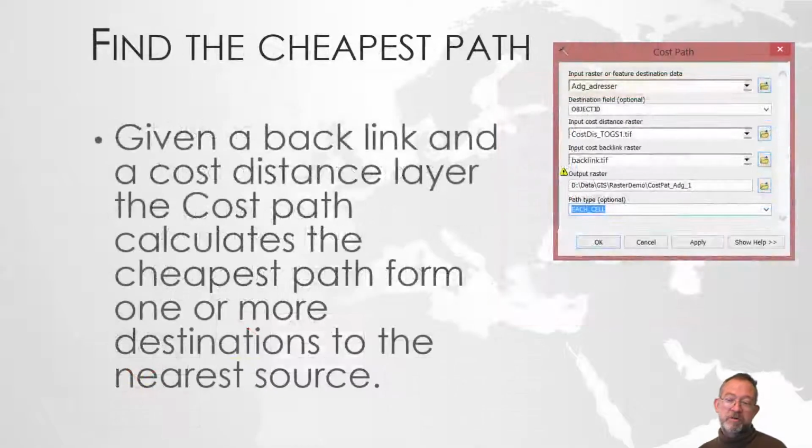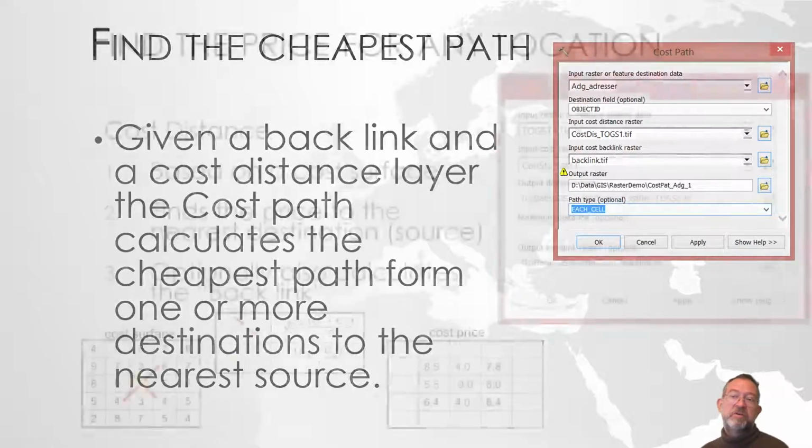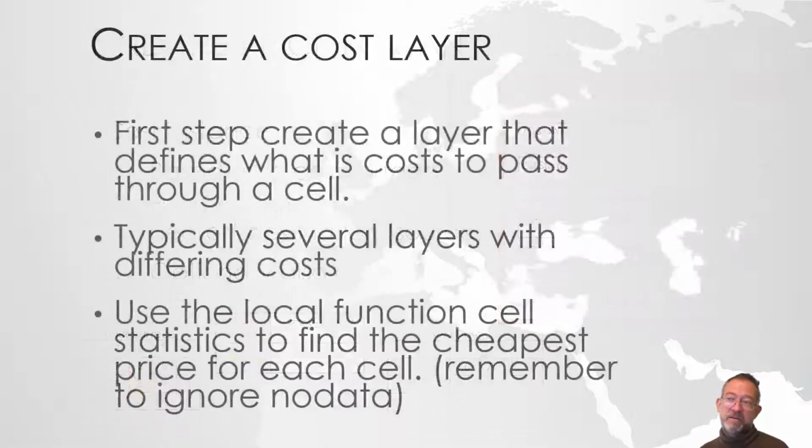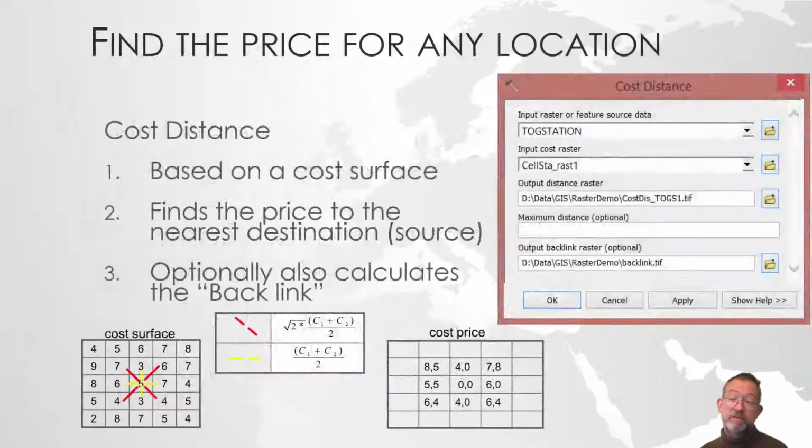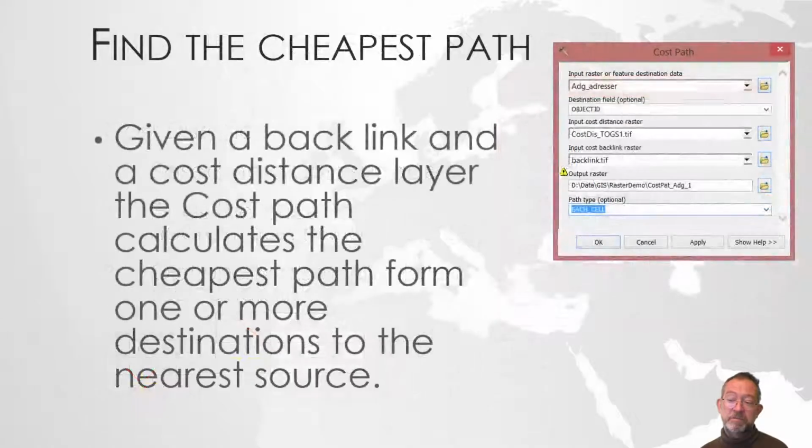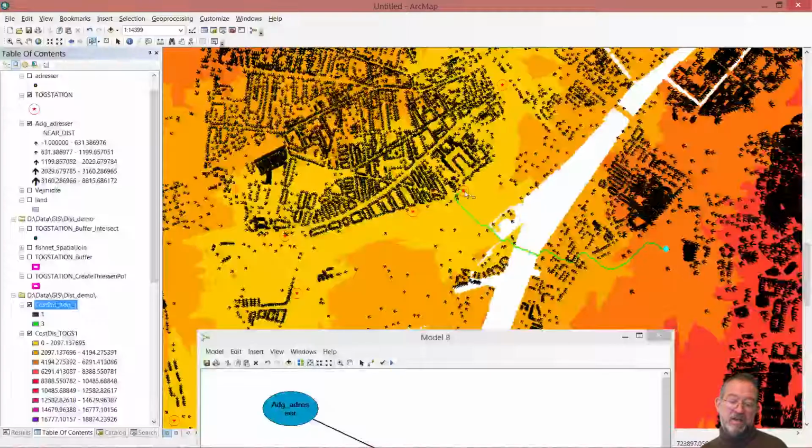So the whole principle of these things is, if I go back to the previous slide here, first to create a cost layer. So how long does it take to move through a cell? Then I find the cost distance from any location in my area and the so-called backlink, which is which way to go to the nearest cell from any cell. On top of that, I can then ask it to calculate a path, and typically what I will do is select an address and then run my path model from that.